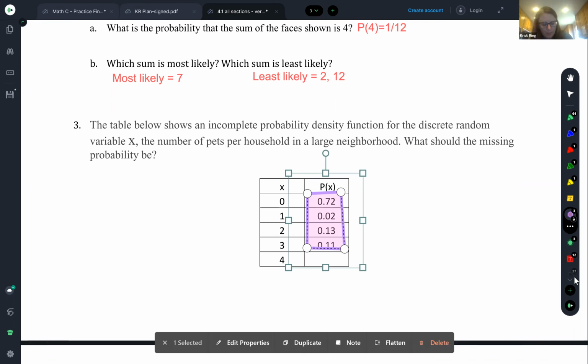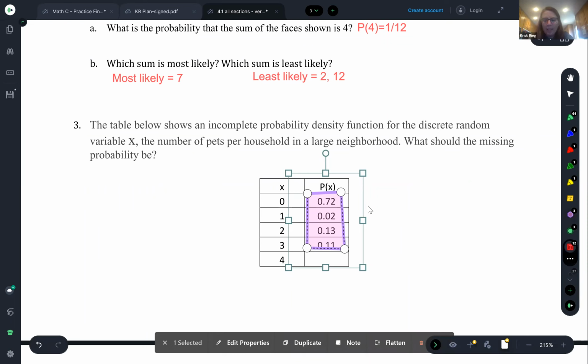And oops, that's not my calculator. I'm going to add 0.72 plus 0.02 plus 0.13 plus 0.11, and I got 0.98. So that total right there was 0.98. Try it again, or slow it down if you need to add them all up to get that number in your calculator. That's not the question though.